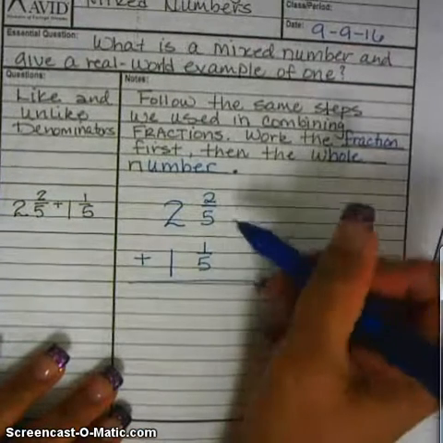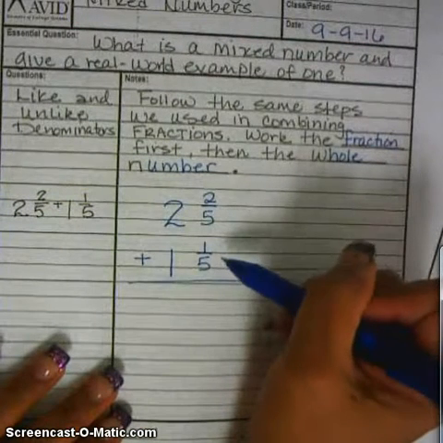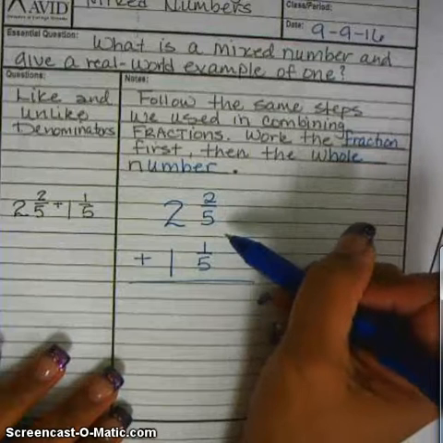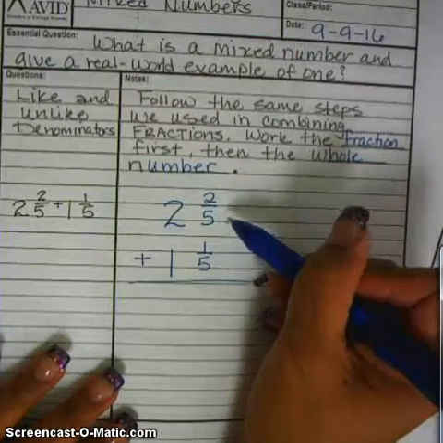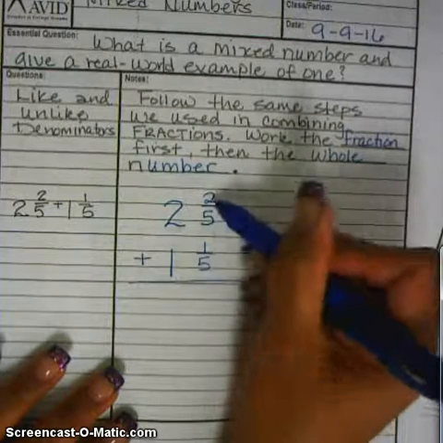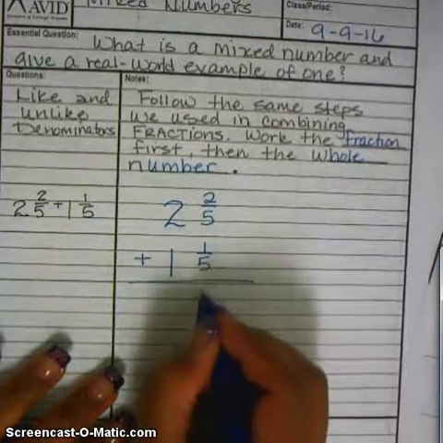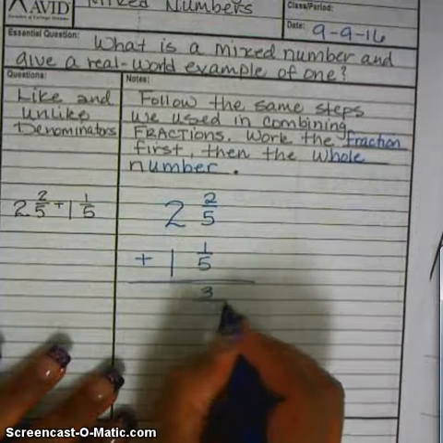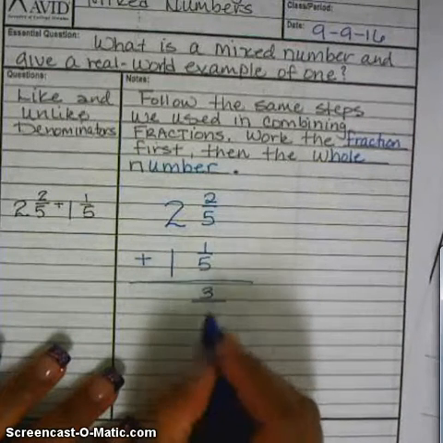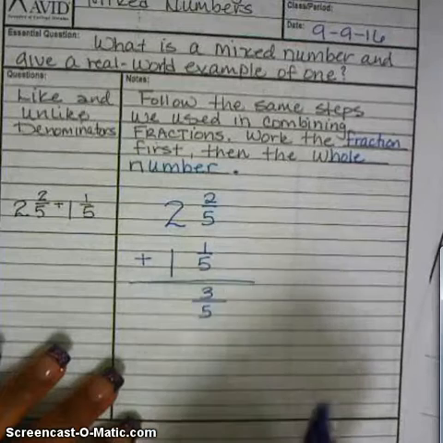All right, the first thing you want to do is look and see, are your denominators the same? And in this case, they are. If they are the same, then if you look at your notes from yesterday, you're going to see that we just have to combine the numerators. So I have a positive 2 and a positive 1. That gives me a positive 3. When we are combining fractions, our denominator always stays the same, so it is 3/5 for the fraction.